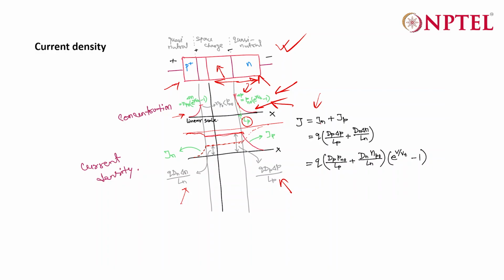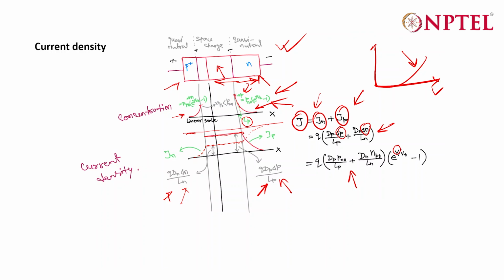Right? So now if you put the values of Jn and Jp from here, you will find that the expression will look like this. Now put the values of delta P and delta N, and you will find an expression of this kind. So your J also has an exponential relation with voltage. That's why you see in forward bias there is an exponential relation between V and I. That's why the forward bias IV characteristics is exponential in nature.